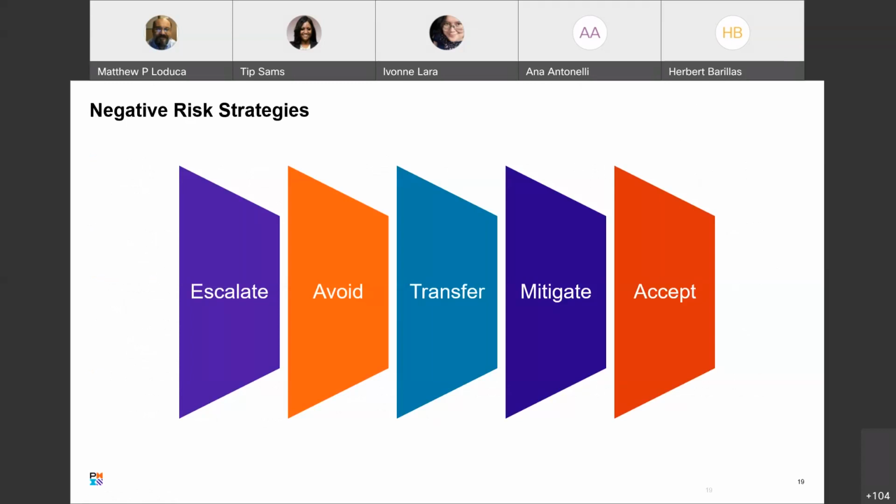We have escalate, and escalate is a new one for this material. They added this, actually it might have been in version 6, but no, it wasn't. This is a new strategy. We have escalate, avoid, transfer, mitigate, and accept on the risk. And essentially, escalate is a transfer.